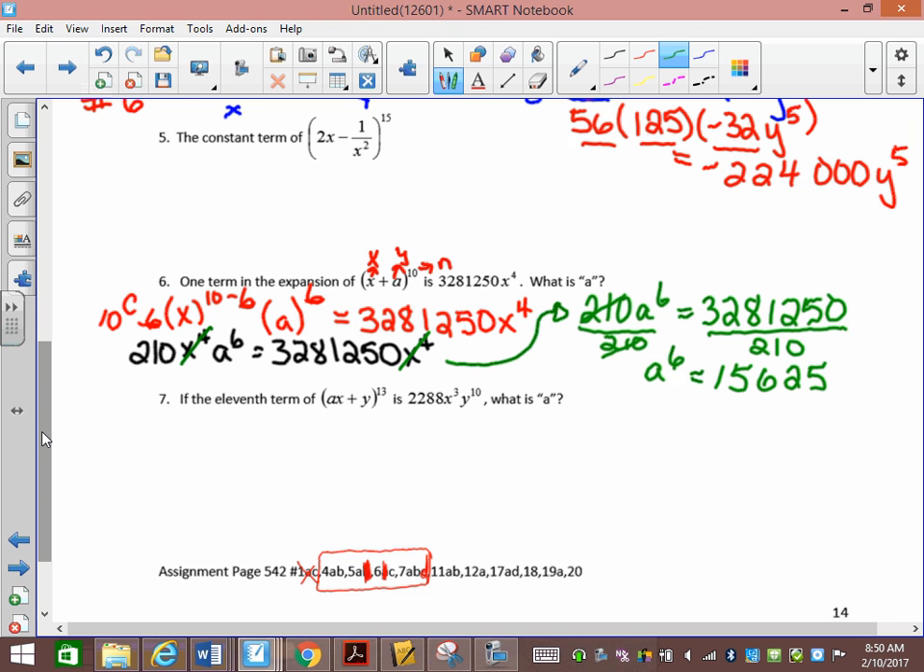number 5, and then you're going to enter 15625. You're taking the 6th root. So what does a equal? You're going to go 6, math, 5, which gets you the 6th root, 15,625. a equals 5.